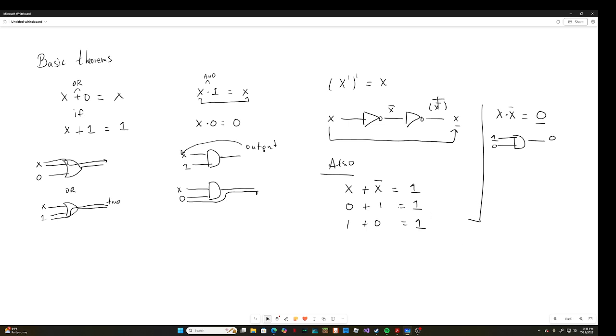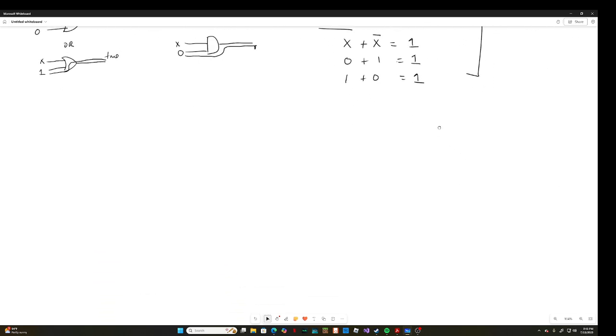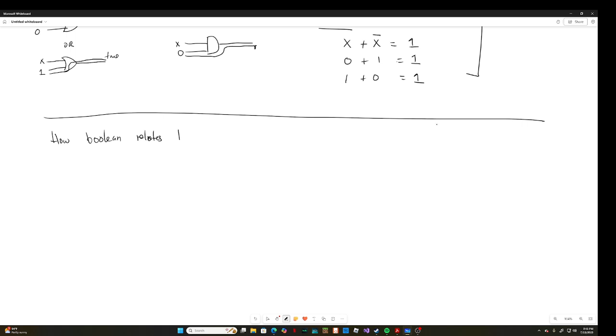So after going through this Boolean algebra, you can be wondering, how does this relate to building the circuit? So for example, how Boolean algebra relates to digital logic circuits.